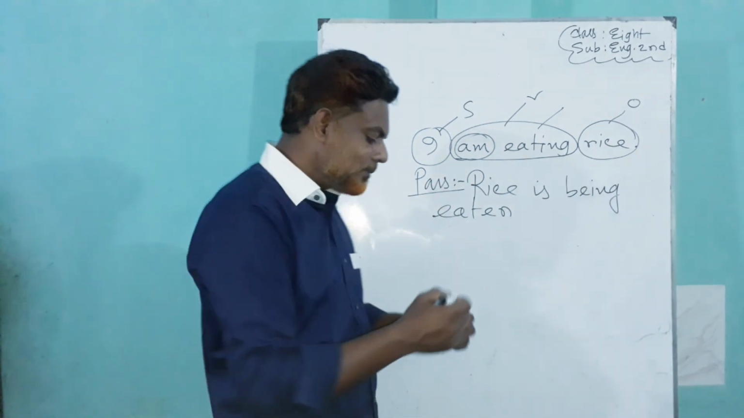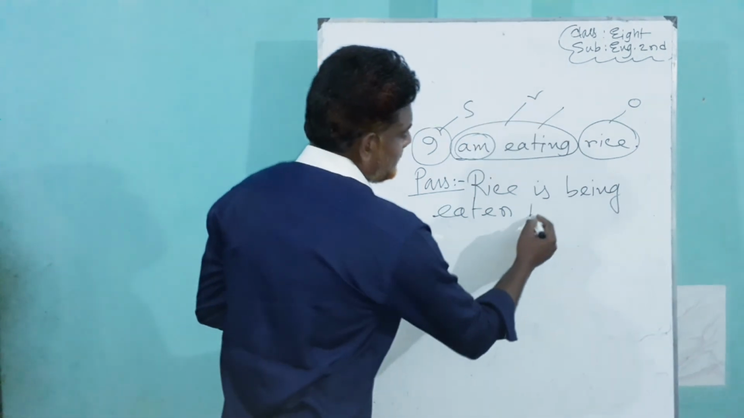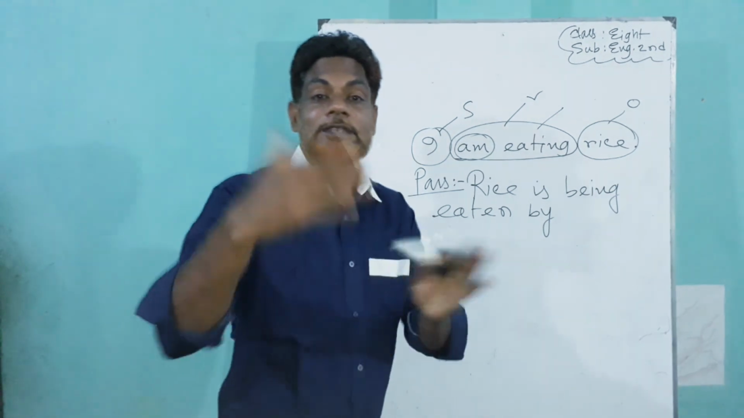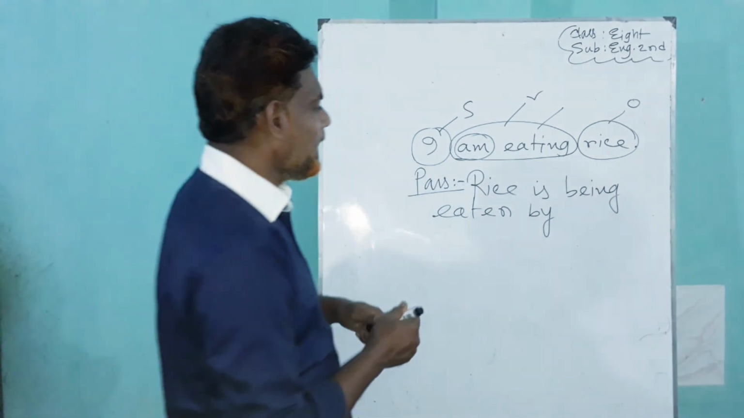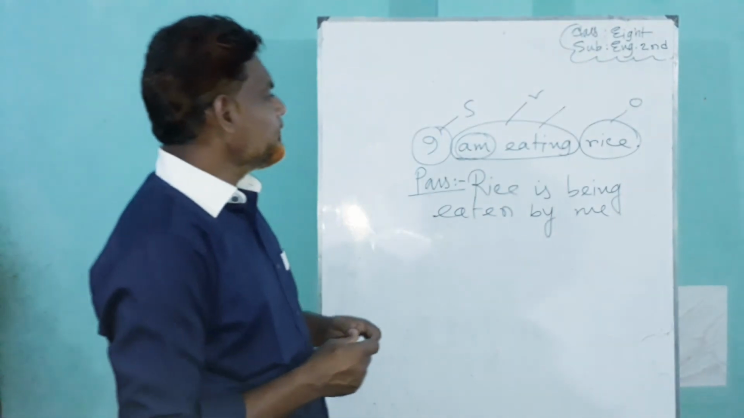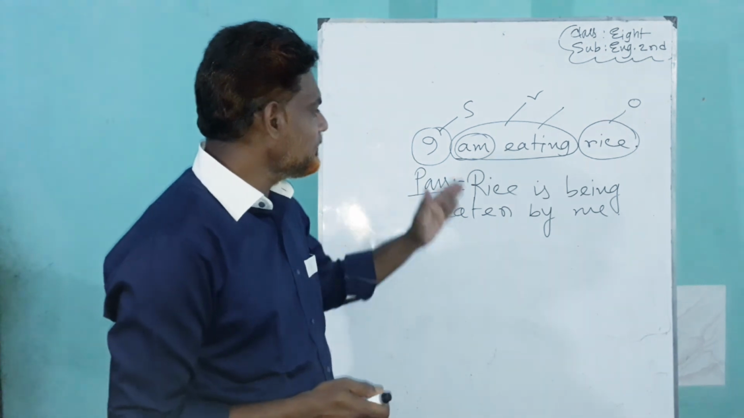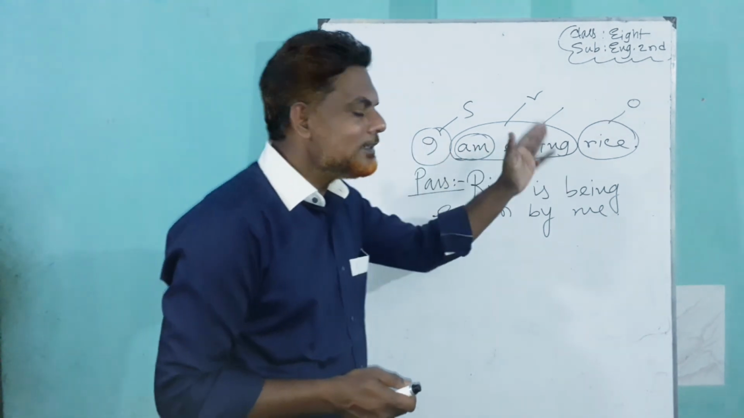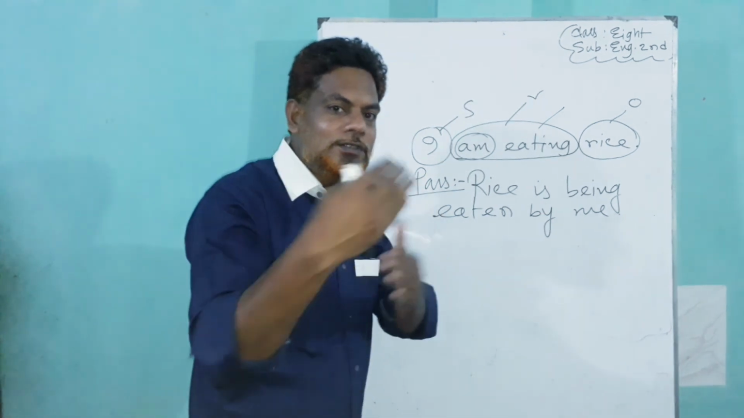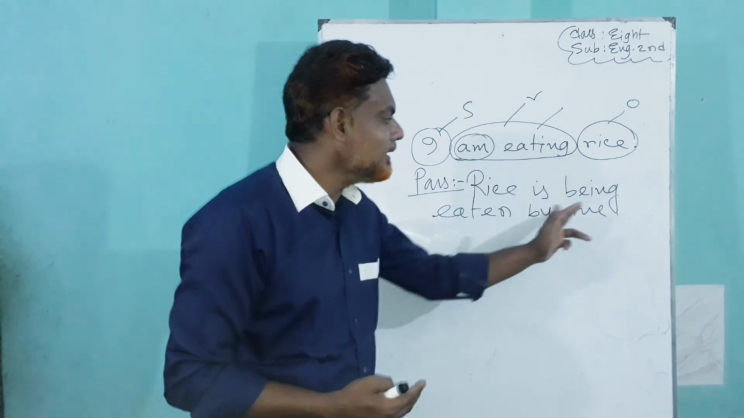The next one you have to write by or to, and for each verb you have to write by, and last of all you have to change the subject into object. The subject is I. If we change the subject into object, it will be me. So if you are told to change this active voice into passive, that means I am eating rice, it will be rice is being eaten by me.